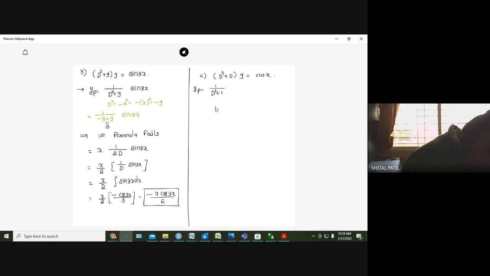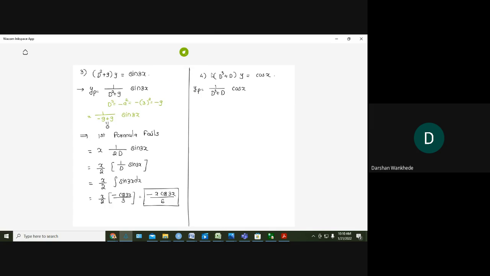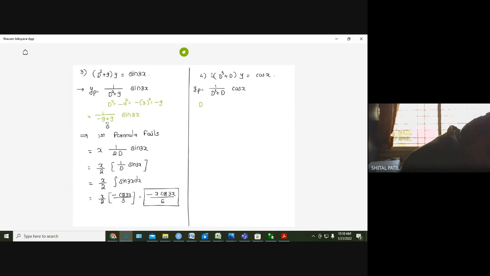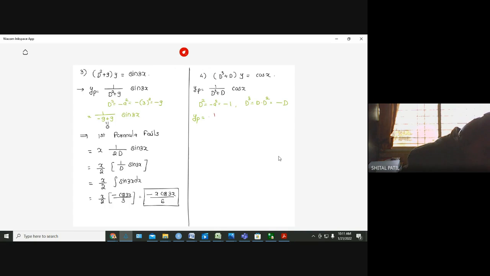Anyone obtain the answer? Anyone who got the answer? 1 divided by -2. Check it. D square is -1. So what will be D cube? D into D square, but D square is -1, so minus D.